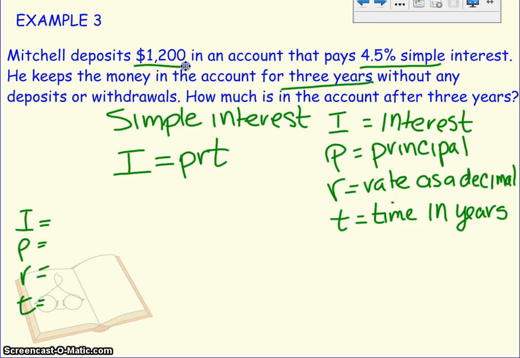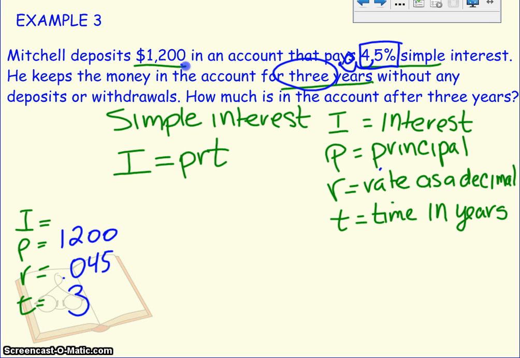So it says here that Mitchell deposits $1,200 in the account. That to me sounds like a principal or original balance. So it's $1,200. It pays 4.5% simple interest, and that shows it as a percent. We need to show it as a decimal, so we're going to move it over twice, and the rate is 0.045. Finally, the time in years, it was 3 years, so I have 3 years.